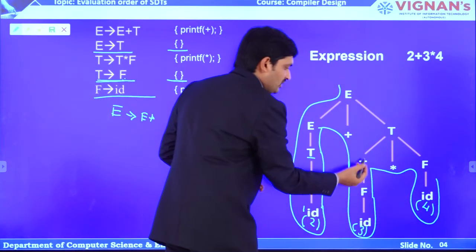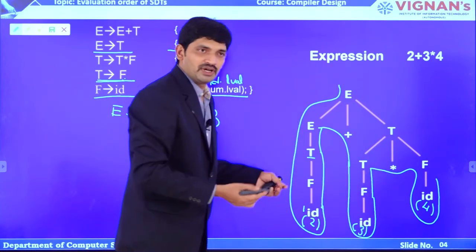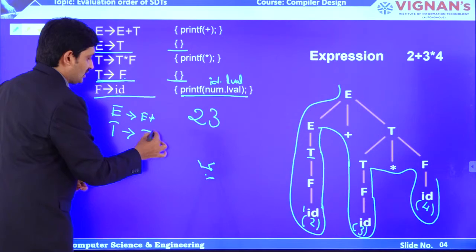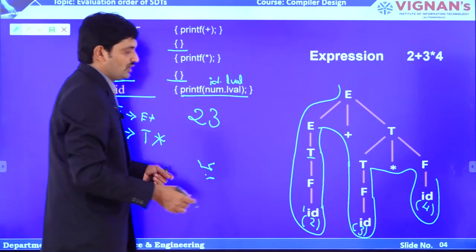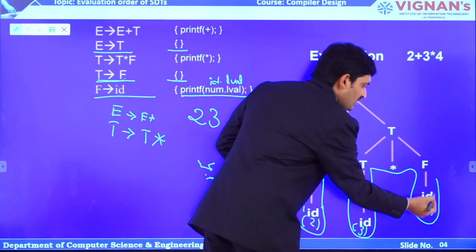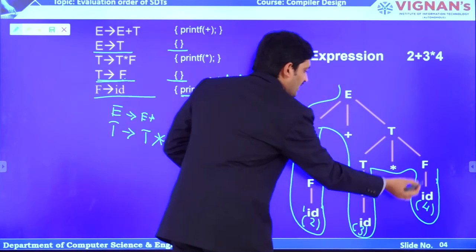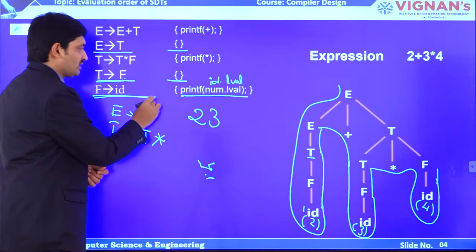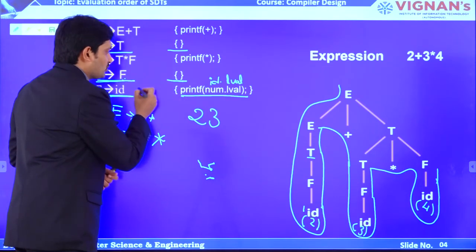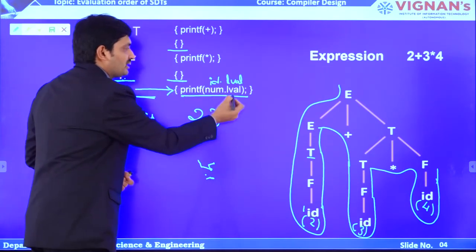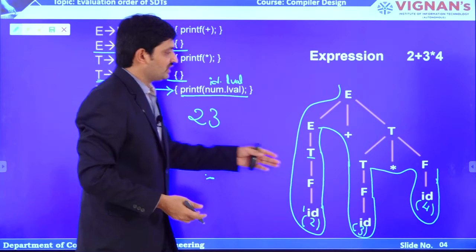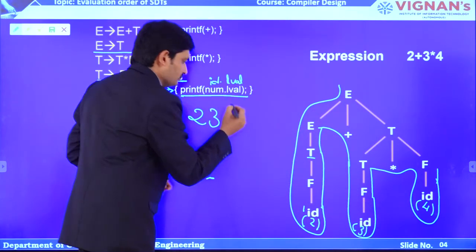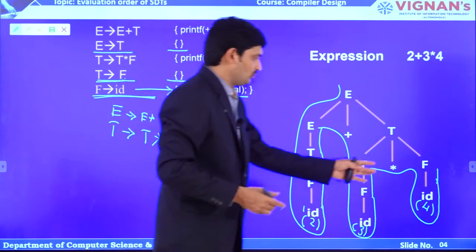Then again, you can observe here T star is there, but we do not have such a production as T tends to T star. So, come down again and ID is reduced to F. When ID is reduced to F, the associated action is printing that ID dot L value. Here the ID value is 4, so I am going to print the 4.